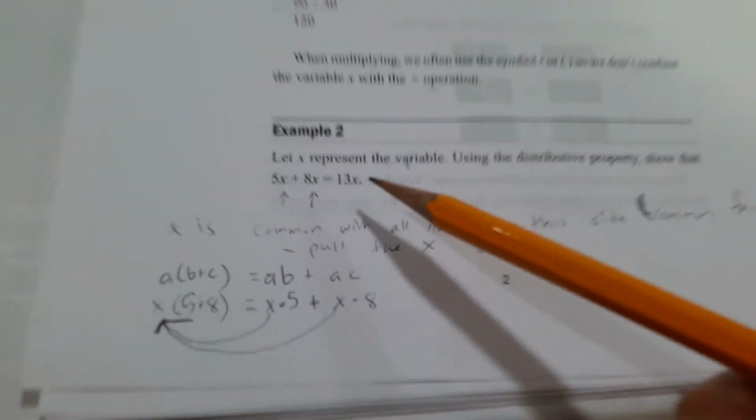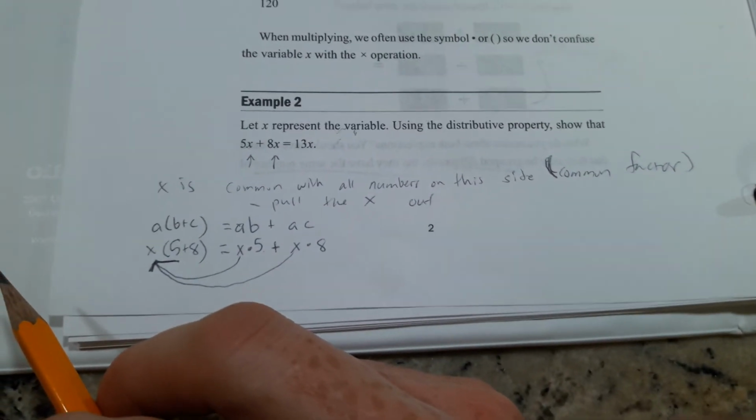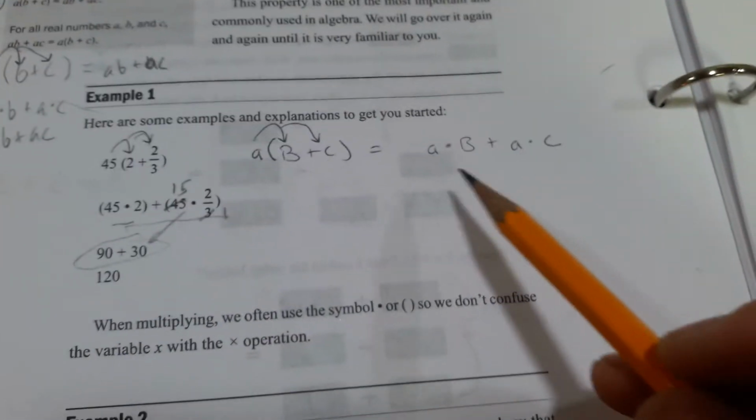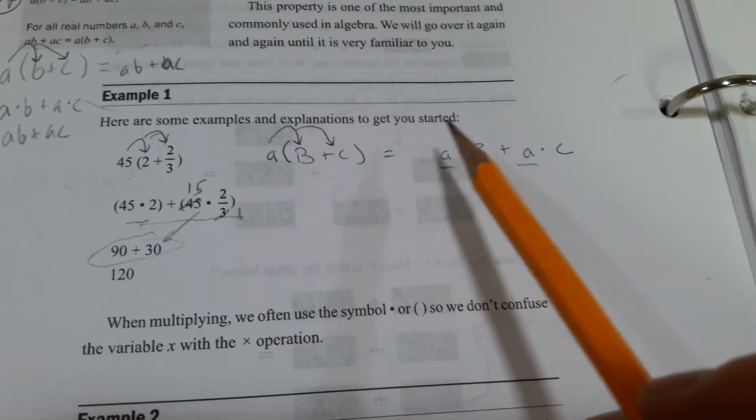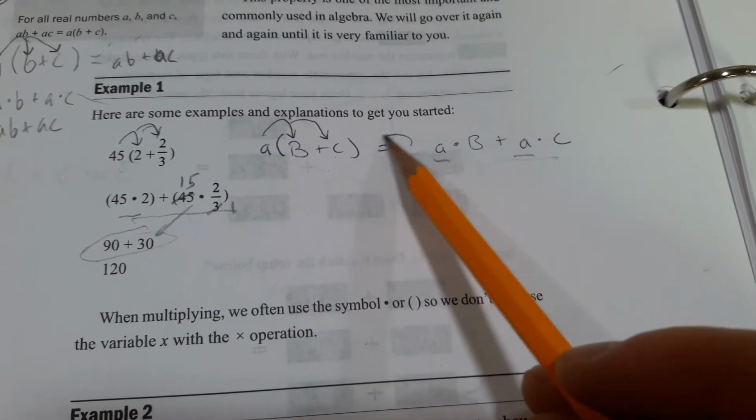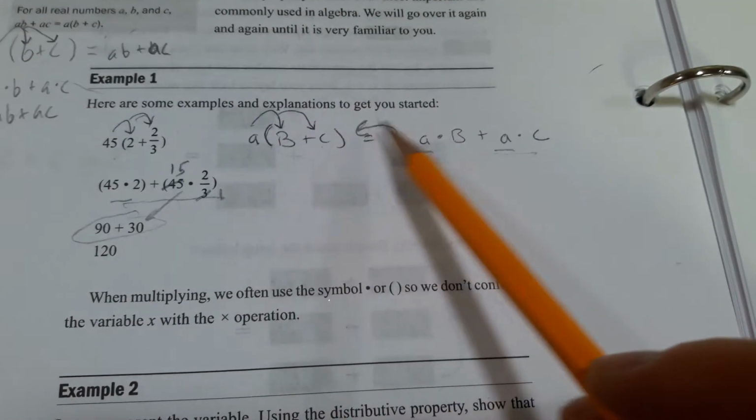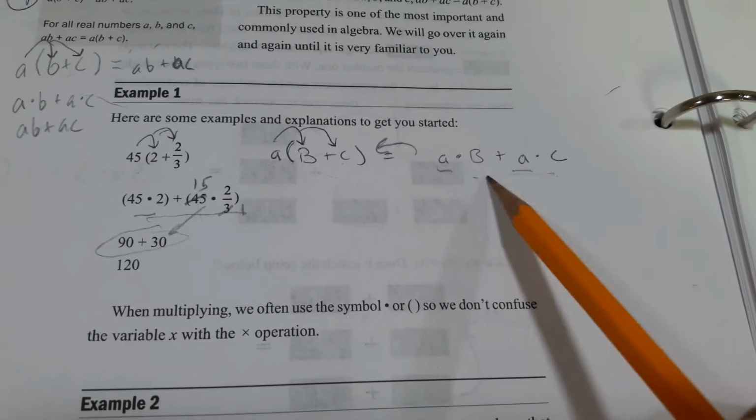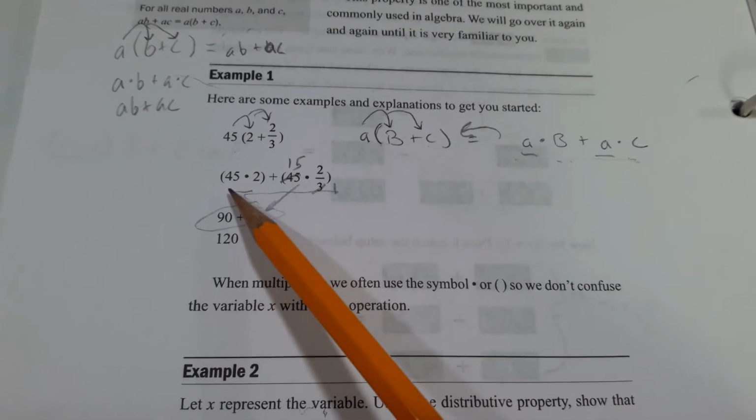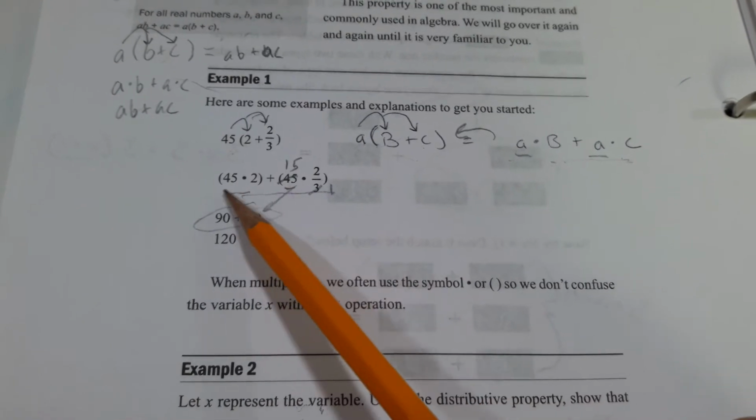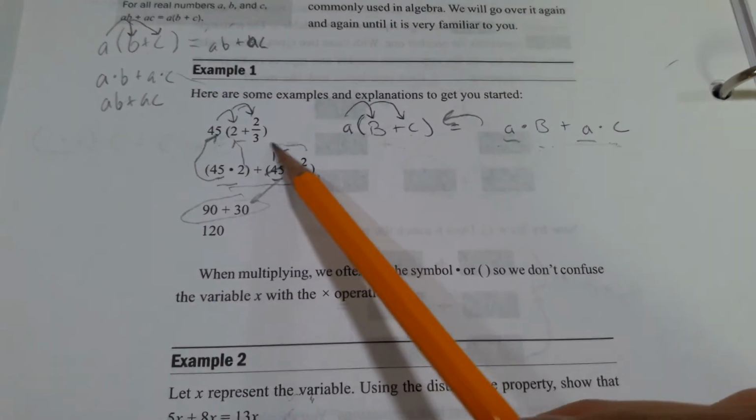In example 2, we're taking the distributive property and going backwards. Looking at the right side of the equation, you'll notice that A is common in both of these. If we go backwards, we take what's common, which is A, and put it outside the parentheses, and then multiply it by the individual factors that are not common, like B and C. Those are different from each other, but AB and AC both have A in them, just like 45 times 2 and 45 times 2/3 both have 45 in them. So what's common goes on the outside, and what's different goes on the inside of the parentheses.